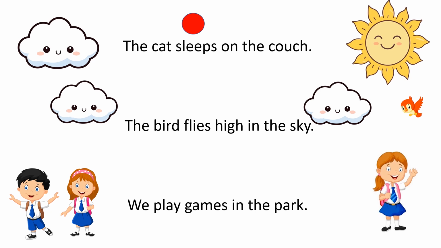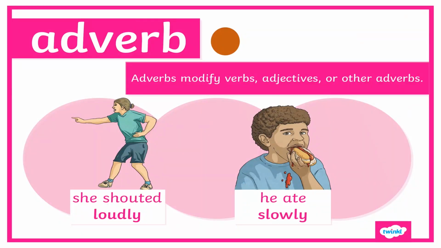The second one, the bird flies high in the sky. Which one is the verb? It's flies. We play games in the park. Which one is the verb? It's play.